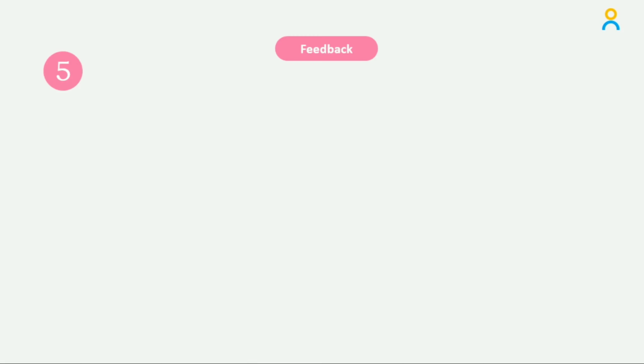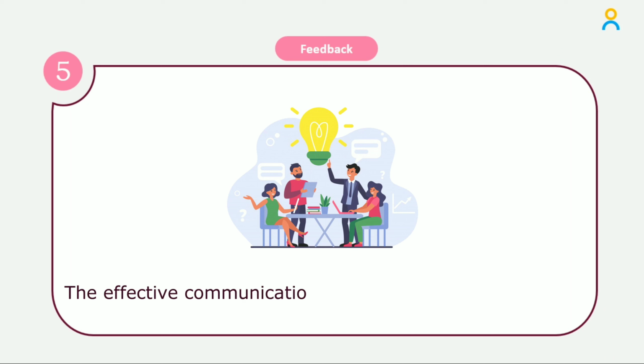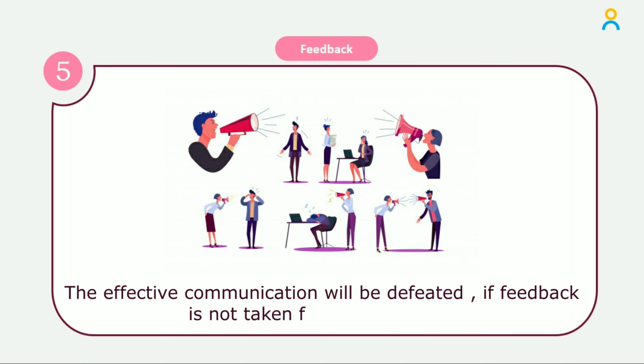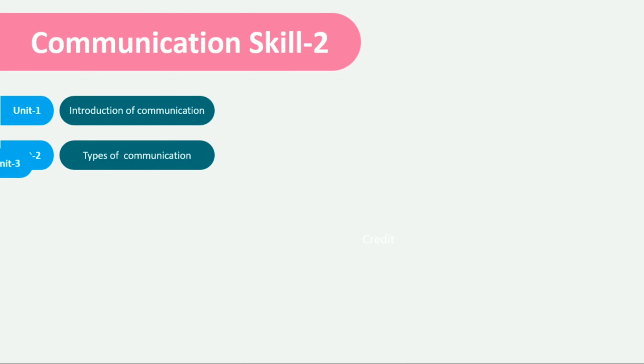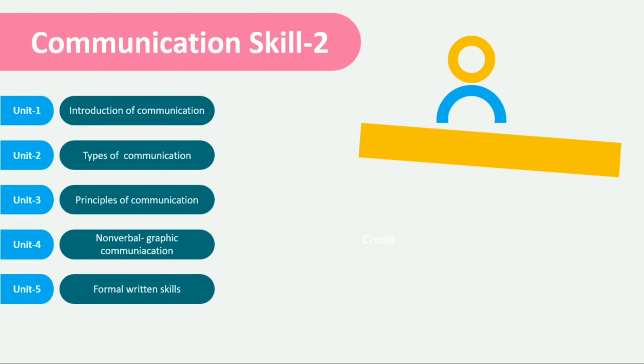Number 5. Feedback. Effective communication will be defeated if feedback is not taken from the receiver. So these are some examples of how to overcome the barriers of communication.